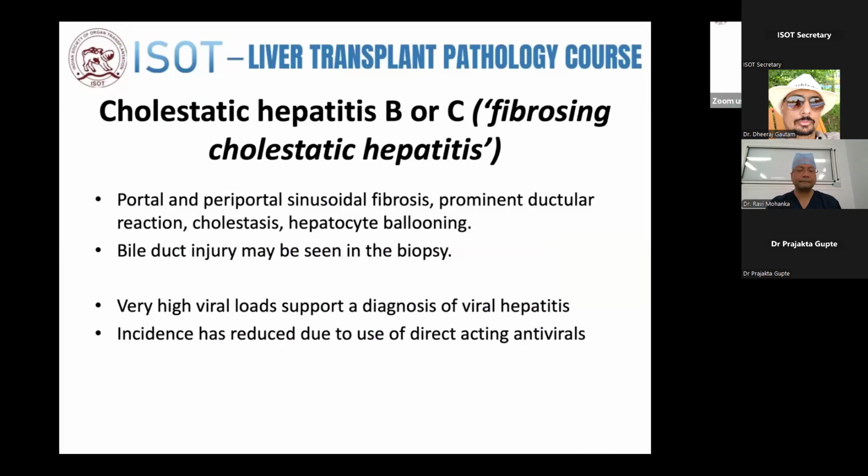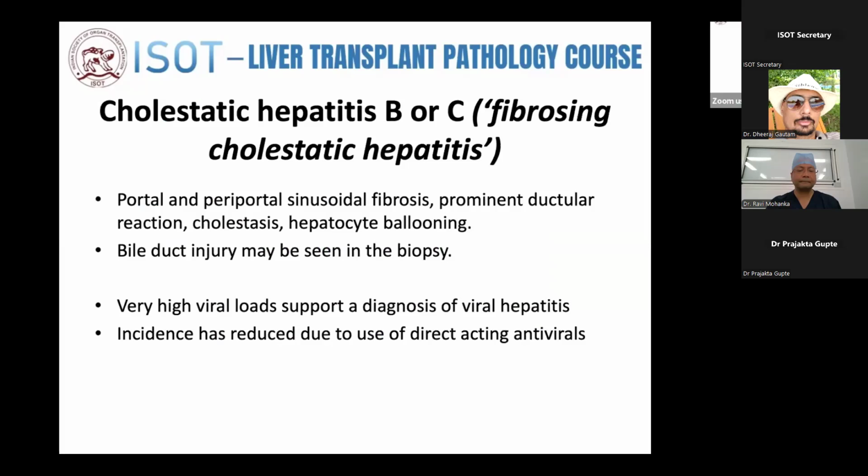Coming to cholestatic hepatitis B or cholestatic hepatitis C, also called fibrosing cholestatic hepatitis. Here we would see portal fibrosis and periportal sinusoidal fibrosis, prominent ductular reaction, cholestasis, and hepatocyte ballooning. Bile duct injury may be seen in the biopsy.